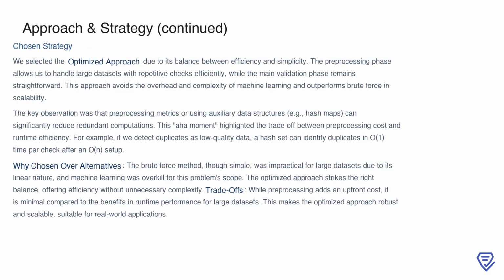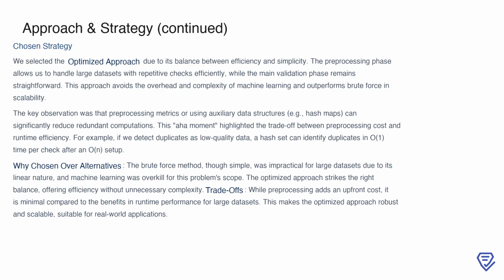The strategy we chose to implement is the optimized approach because it strikes the ideal balance between efficiency and simplicity. By incorporating a pre-processing phase, we can handle large datasets with repeated checks in a highly efficient manner, while keeping the main validation phase straightforward to implement. This approach avoids the scalability issues of brute force and the overhead and complexity associated with machine learning.